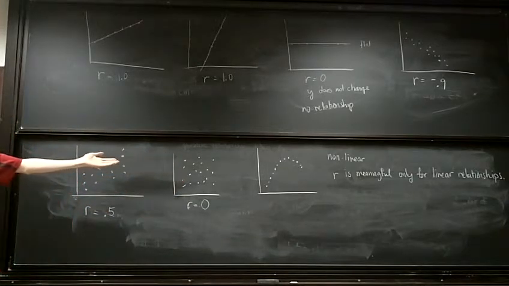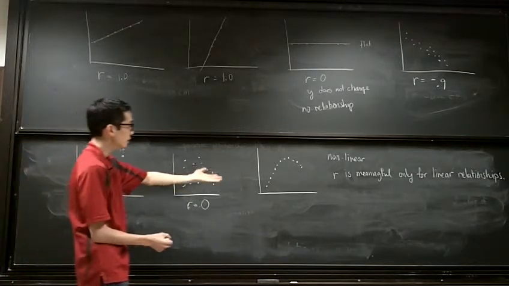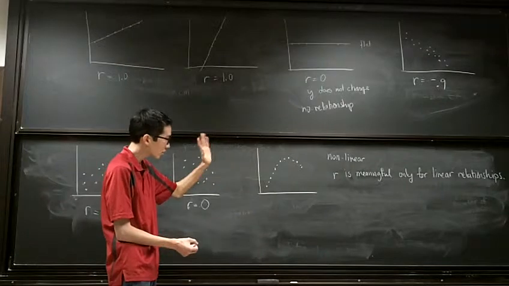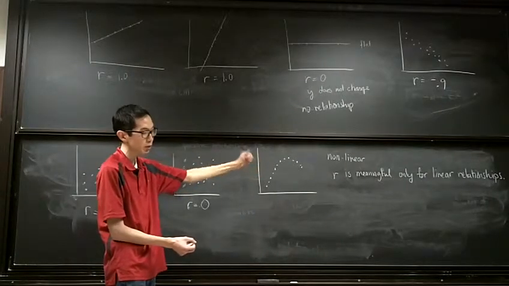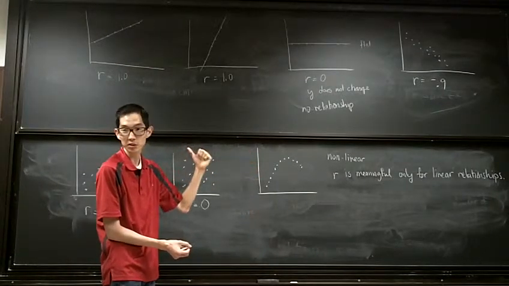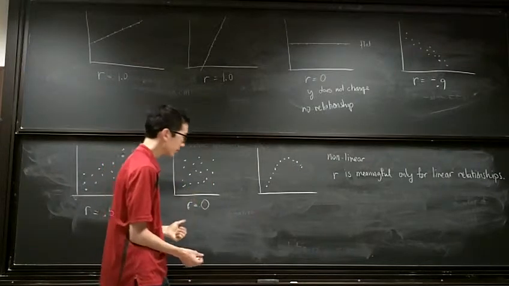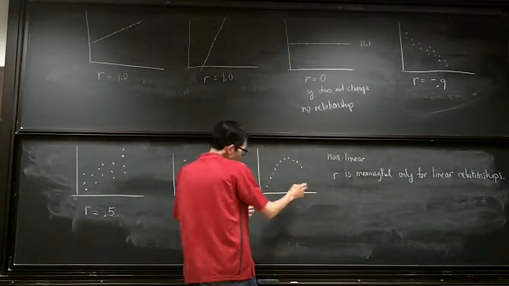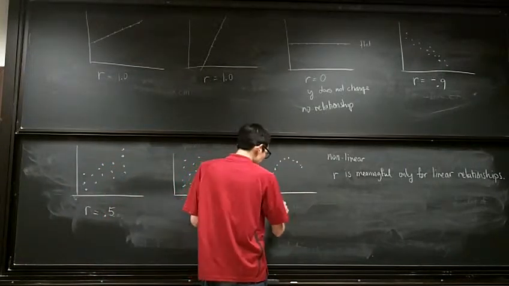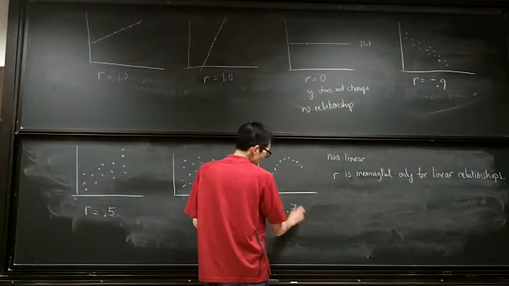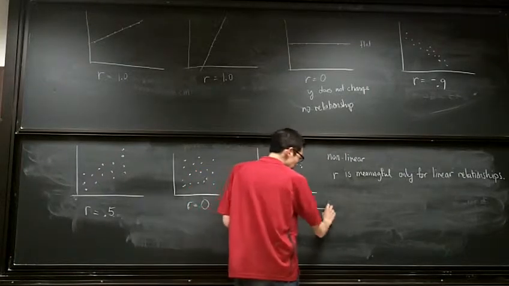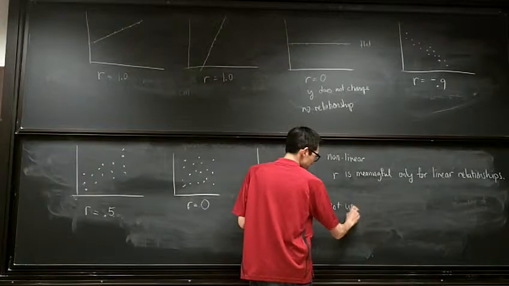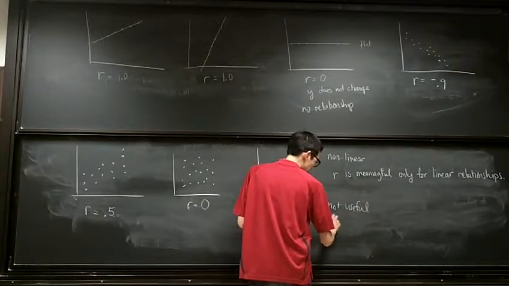So in this case, we have a nonlinear relationship. You can throw the numbers at the formula, it will spit a number back, but it's not useful, okay? So I would just say R may be something like 0.7 here, but this is not useful because it is not linear.